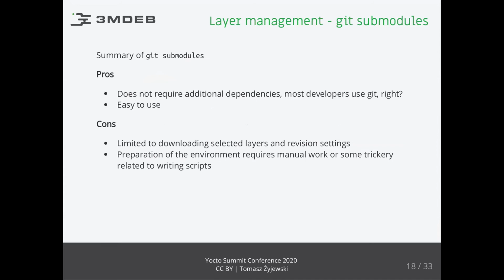So, a quick summary of Git submodules. It does not require additional dependencies because most developers already use Git, and it is easy to use. On the con side, we have a limited feature set. Git submodules are limited to downloading selected layers and the revision settings, and the preparation of the environment requires manual work or writing scripts. For this reason, it may cause some errors.